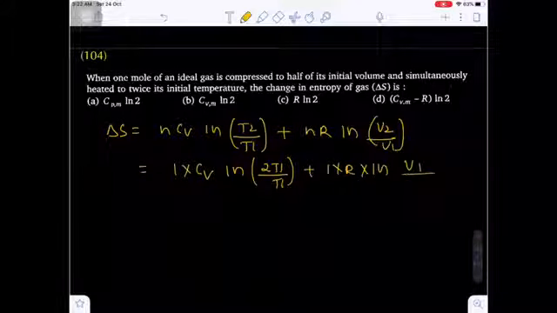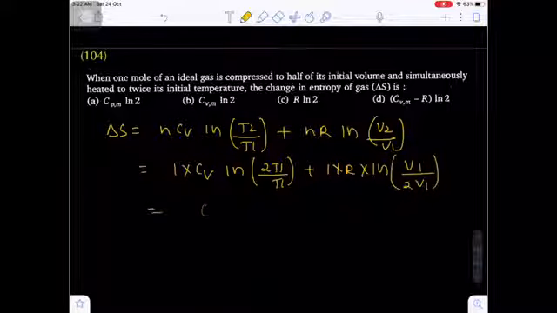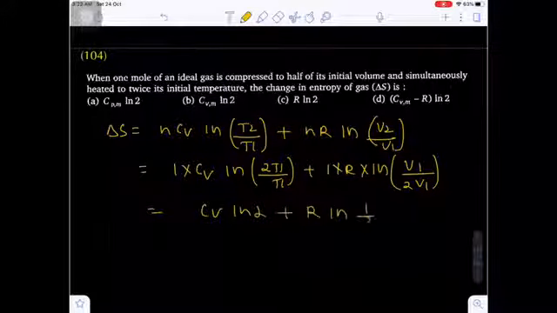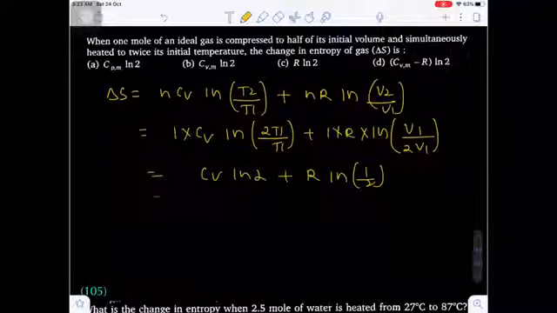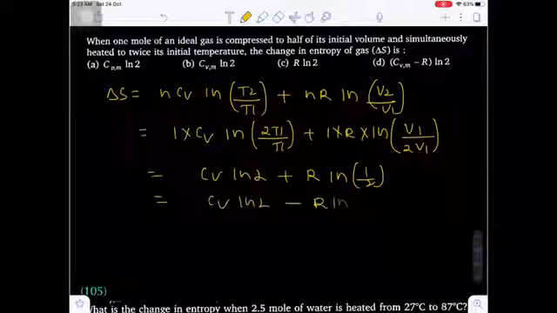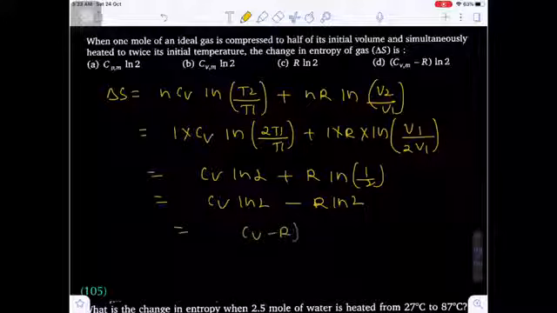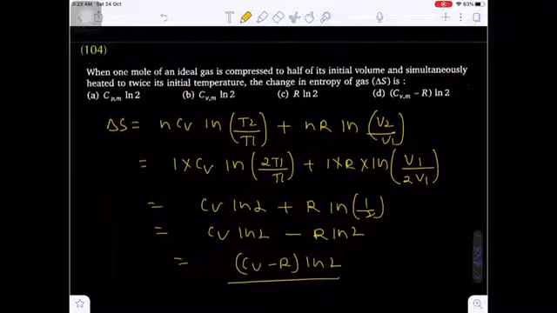Final volume becomes half, that means V2 becomes V1 by 2. Already initial volume will be V1. Okay, that means here Cv ln 2 and the next part will be R into ln 1 by 2. So ln 1 by 2 I can write as minus ln 2. So Cv into ln 2 minus R into ln 2. So here you can take the common natural logarithm 2. So Cv minus R into natural logarithm 2.